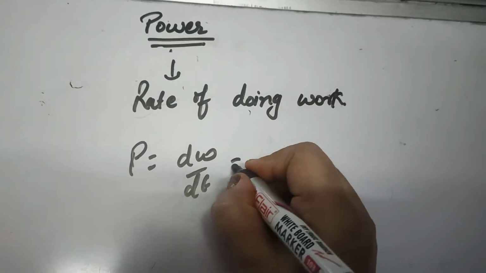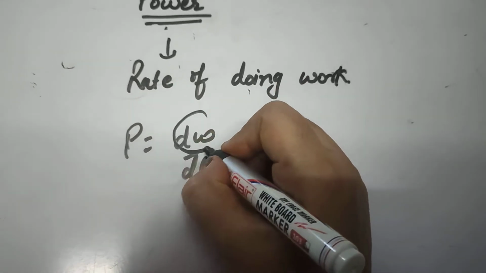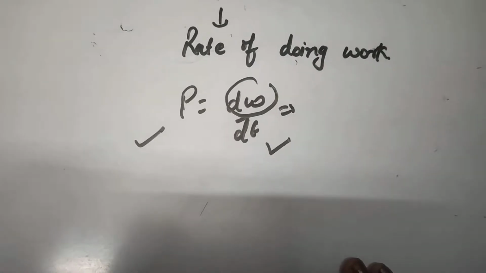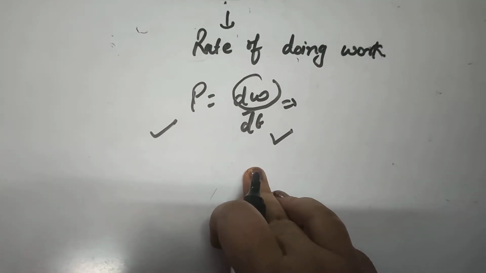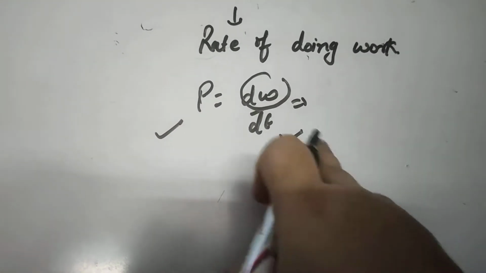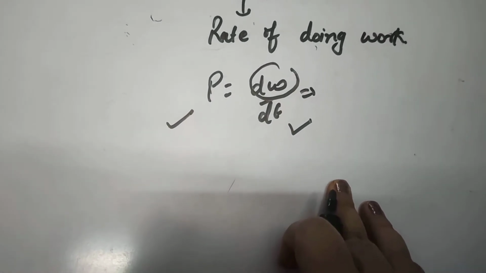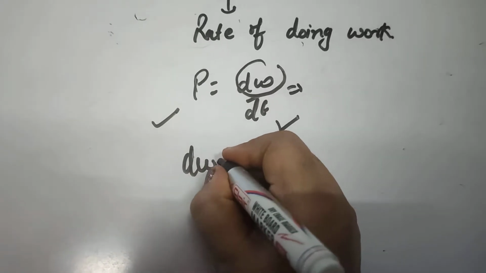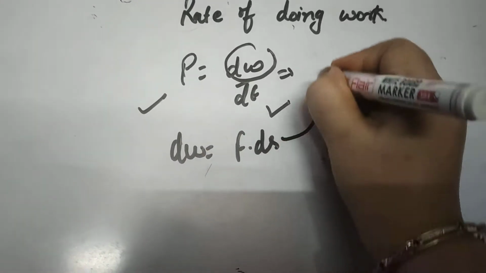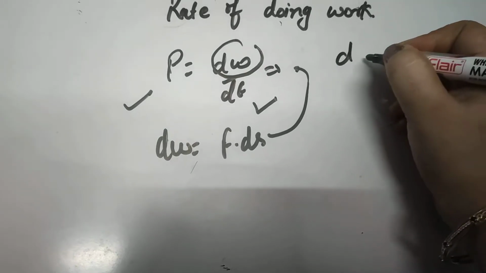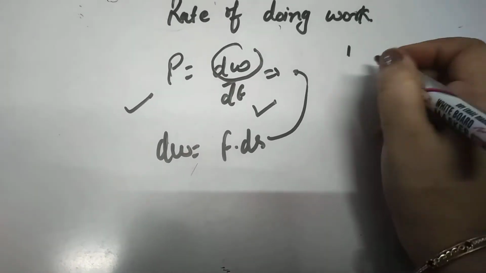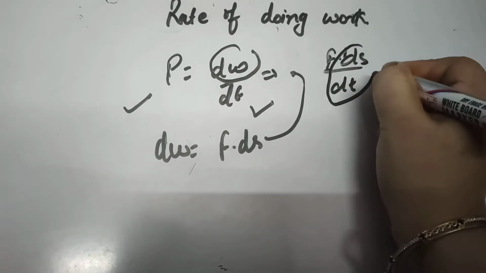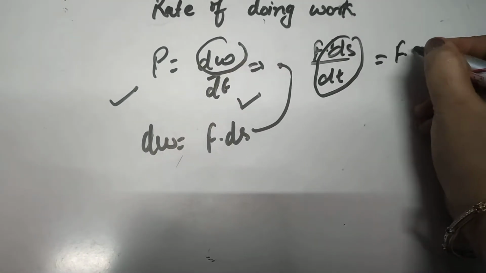So it means if a particular work is being done in a smaller time, power is said to be more, and if that work is to be done in a larger time, then power is said to be smaller. So power is basically dW by dt. Also we know that dW is equal to F into ds. So instead of dW we will put F into ds upon dt. Now what is this ds upon dt? This is velocity, so F into v.